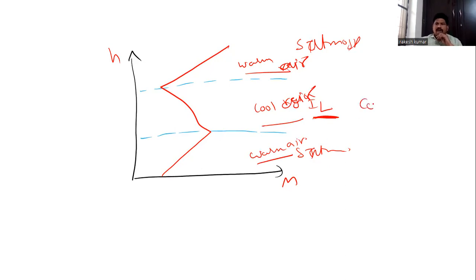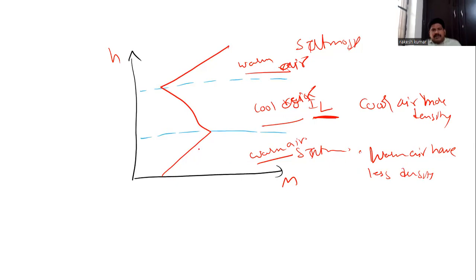Cool air has more density. More density means the dielectric constant is more than 1. Warm air has less density, so the dielectric constant goes on decreasing as temperature increases in standard atmospheric condition.